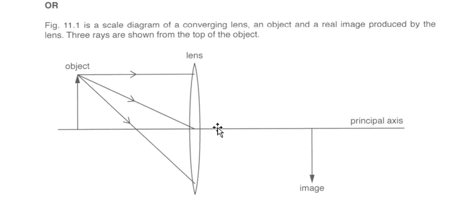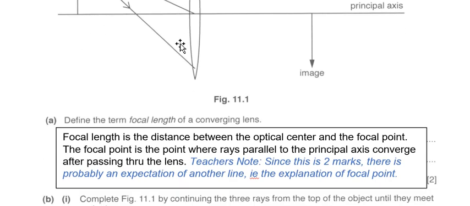Okay, we'll now take on the OR question. Figure 11.1 is a scale diagram of a converging lens, object, and real image produced by the lens. Three rays are shown from the top of the object. Define the focal length of a converging lens. This one you should have memorized. It's the distance between the optical center and the focal point.